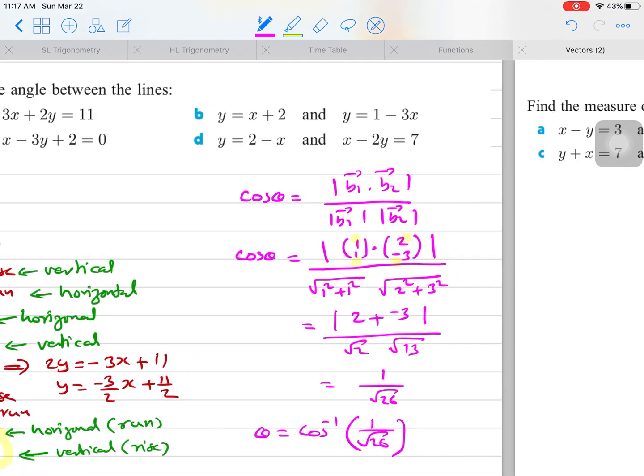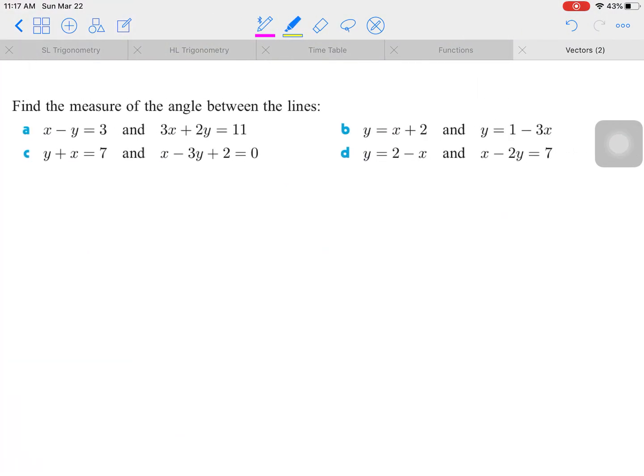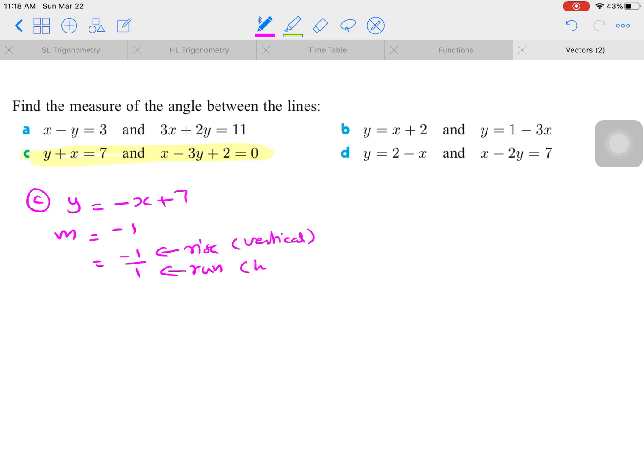Let's quickly see one more question. Question C. y is equal to minus x plus 7 by rearranging. So the gradient is minus 1, which I read as minus 1 by 1, which is actually rise over run. When I say rise over run, that's vertical over horizontal. So b1 vector would be horizontal comes first and then vertical, 1, minus 1.